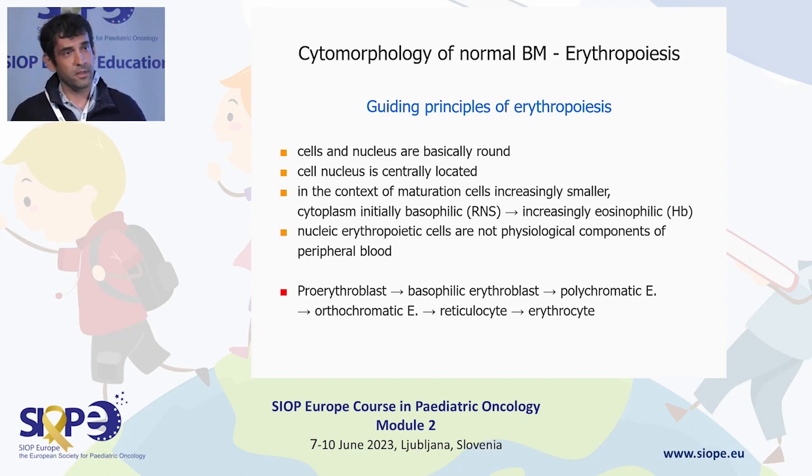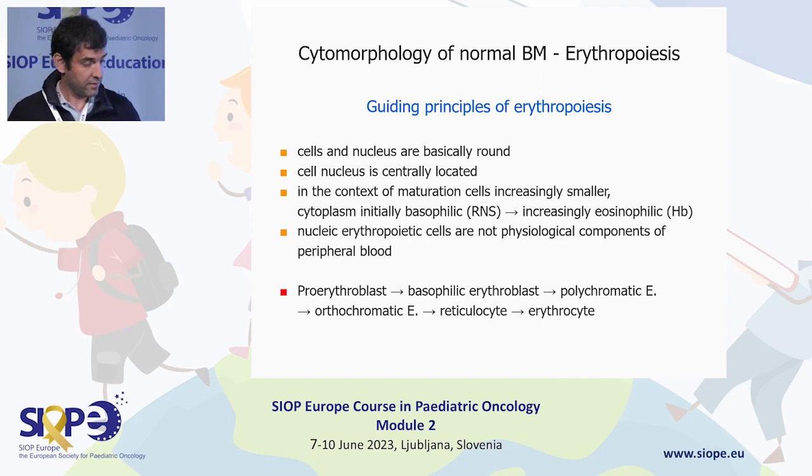What is very important, we usually don't see nucleated erythropoietic cells physiologically in the peripheral blood. If this is the case, there might be something wrong. For example, we have JMML as an example, where we not only see the monocytes, but also the erythroid progenitor cells in the peripheral blood. With regard to the nomenclature of the erythropoiesis, the youngest cell is the proerythroblast, followed by the basophilic, polychromatic, orthochromatic erythroblast, followed by the reticulocyte and the erythrocyte.